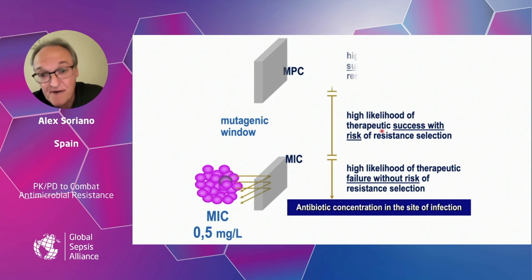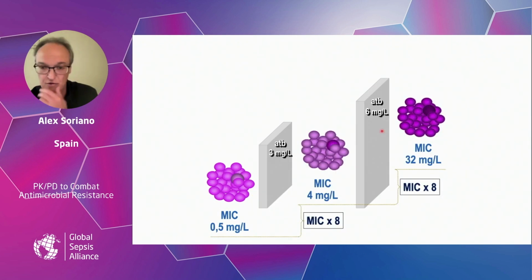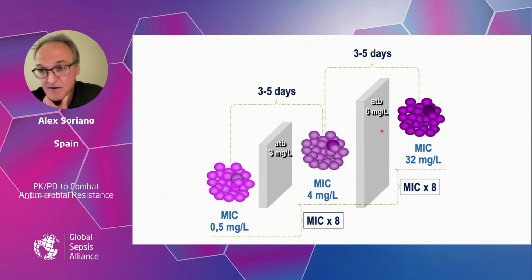And finally, the way is to be on top of the MPC in order to avoid the selection of resistance and in addition to cure the infection. And remember that it could happen in just 3 days of exposure to the antibiotic. So it's very important to cover from the beginning and to start with very high antibiotic dosages from the first moment to avoid this process.